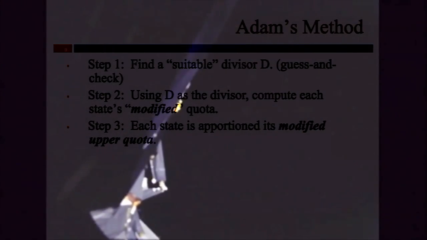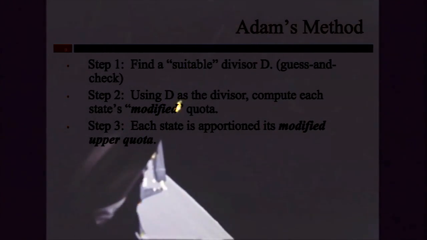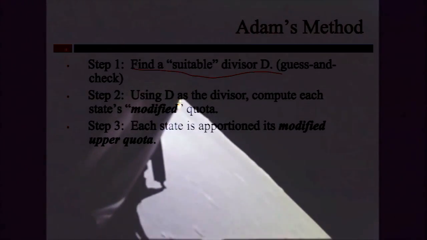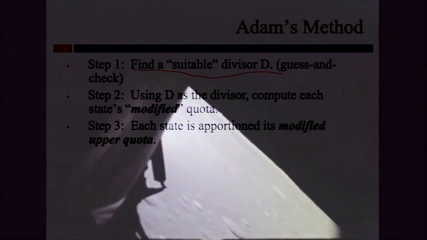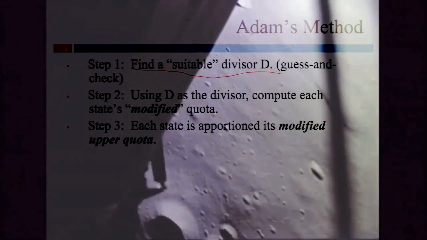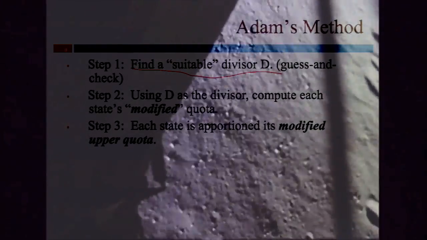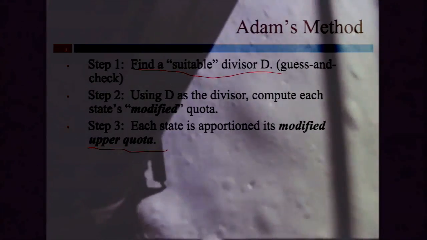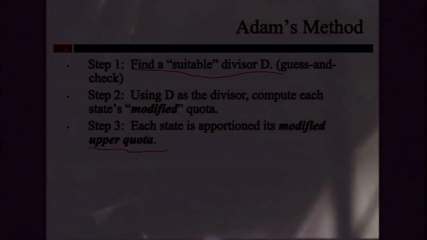Okay, so step one, again, we're finding a suitable divisor, D, so we're manipulating that number so that we get the amount of seats to come out right. Step two, use that to compute each modified quota. And in step three, instead of lower, we are using upper quota this time. So pretty much the exact same process as Jefferson's method.